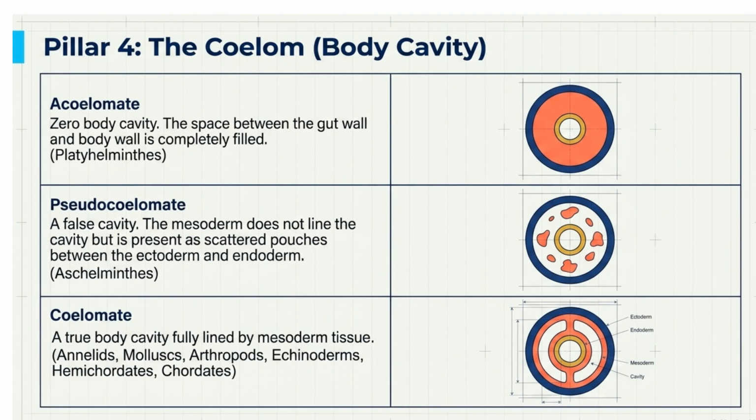Acoelomate animals, such as Platyhelminths, have no cavity. Pseudocoelomate animals, like Aschelminths, have a false cavity with scattered mesoderm pouches. Coelomate animals, including annelids to chordates, have a true cavity fully lined by mesoderm tissue.